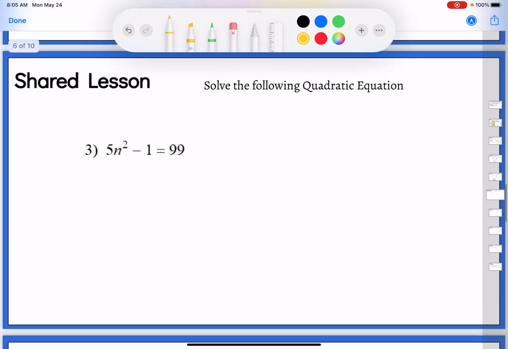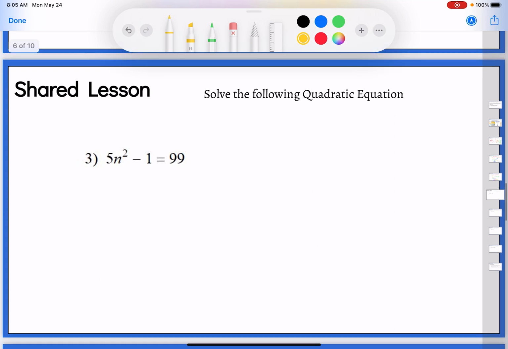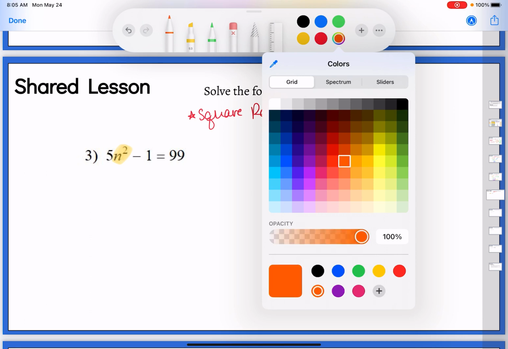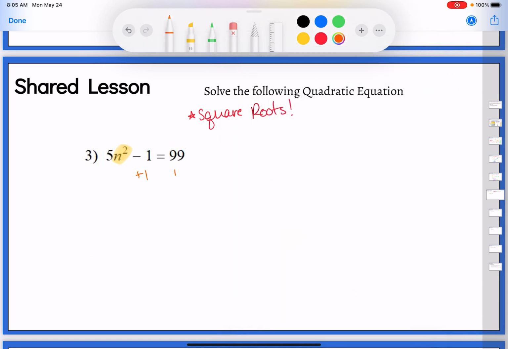Okay. Let's see, maybe you could do this one on your own. We've got 5n squared minus 1 equals 99. So again, I have an n squared and no n, so this will be square roots. First step is to get that n squared by itself, so I'm going to add 1 to both sides. So I have 5n squared equals 100.